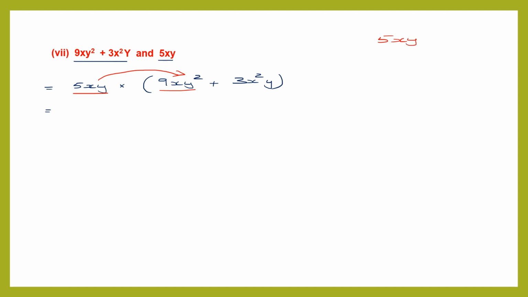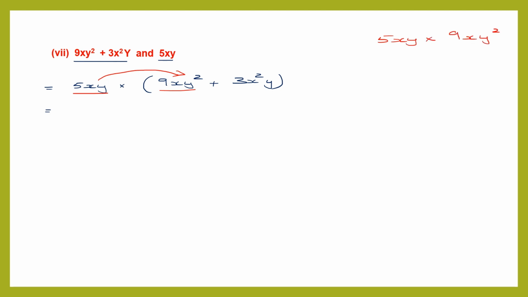So question 7. Now this is our polynomial. We're multiplying it by 5xy. So let's write 5xy into, in brackets, 9xy square plus 3x square y. So here let's continue. First you multiply 5xy into the first term here, that is 9xy square. So let's write that 5xy into 9xy square.